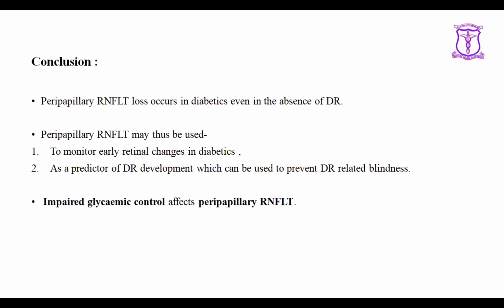Now coming to conclusion, peripapillary RNFL thickness loss occurs in diabetes even in the absence of diabetic retinopathy progression. Peripapillary RNFL thus can be used to monitor early retinal changes in diabetics and also as a predictor of diabetic retinopathy development, which can be used to prevent diabetic retinopathy related blindness. Impaired glycemic control affects peripapillary RNFL thickness. Thank you.